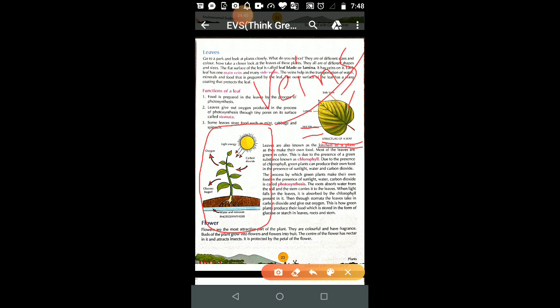And even student, plants store glucose in the form of starch. Plants store glucose in the form of starch in leaves, roots and stem. So this is the complete process of photosynthesis.